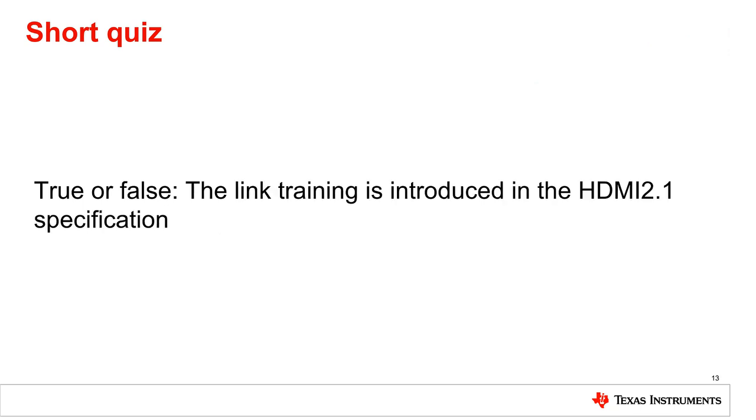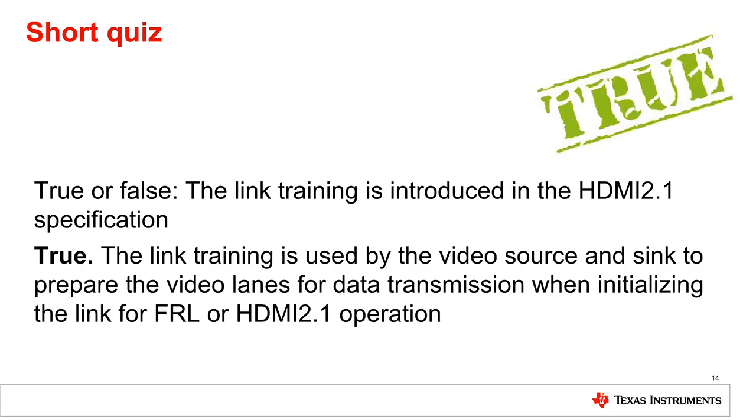True or false? Link training is introduced in the HDMI 2.1 specification. True. Link training is used by the video source and sync to prepare the video lanes for data transmission when initializing the link for FRL or HDMI 2.1 operation.